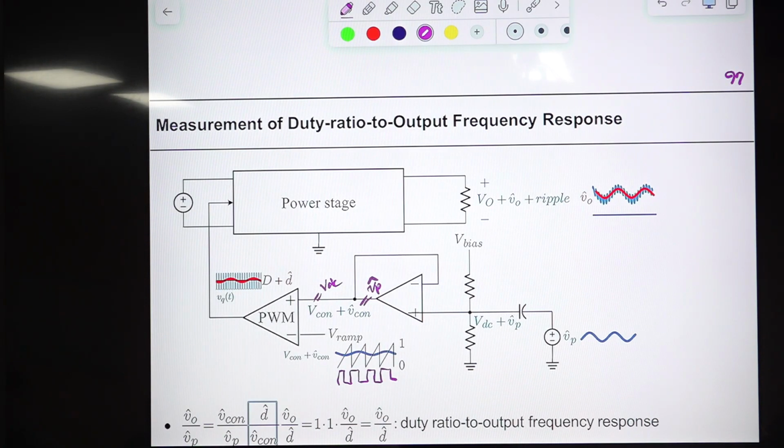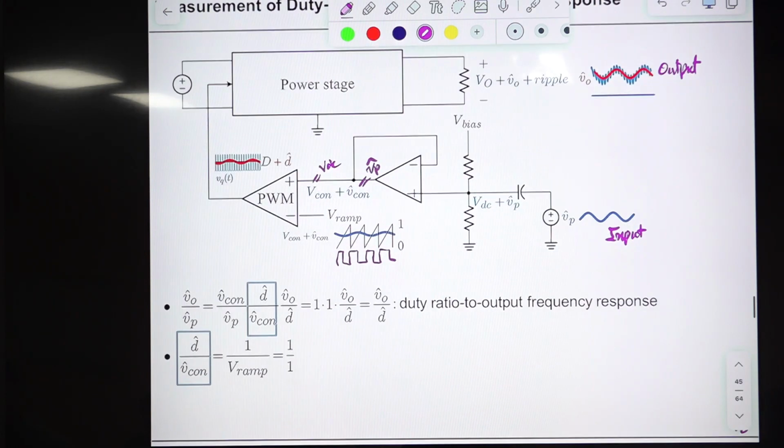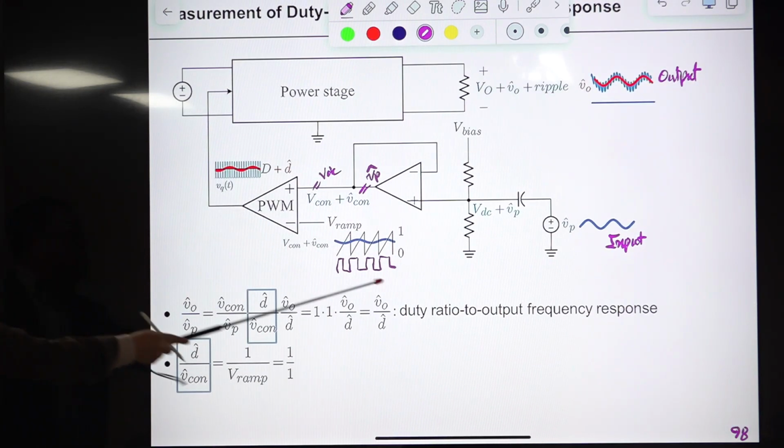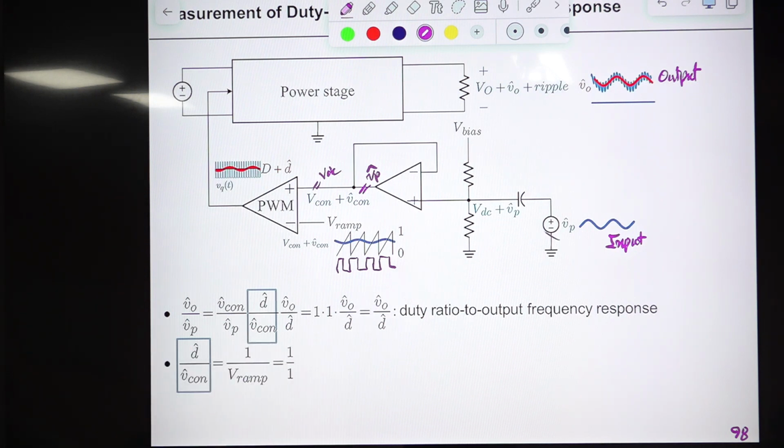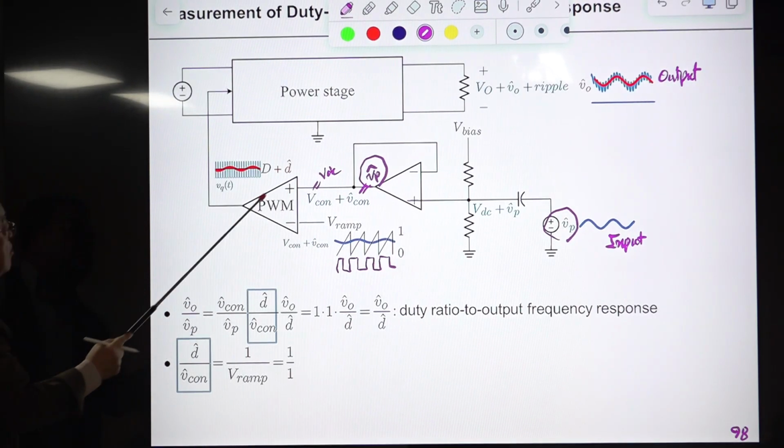And you may consider this is the input to this converter. This is the output of this converter, and the transfer function between this and this. The VP hat is the same as this Vcon hat. So Vcon hat divided by VP hat is 1, right? They are the same thing because this is the unit gain buffer. And Vcon to the duty ratio is something new. It's called modulator gain.